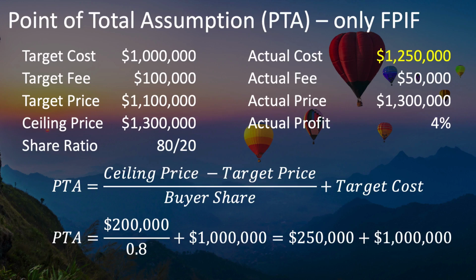If the actual costs go any higher than this, then the seller's profit will drop quickly because the buyer will no longer share any of these additional cost overruns. In fact, if the actual fee at this point is $50,000, then that means that another $50,000 of cost overruns would completely wipe out the seller's profit, and any cost overruns past that would cause the seller to incur a loss on the project.